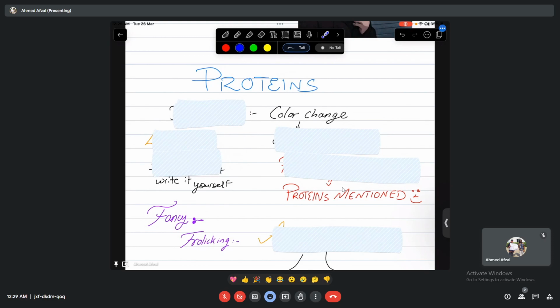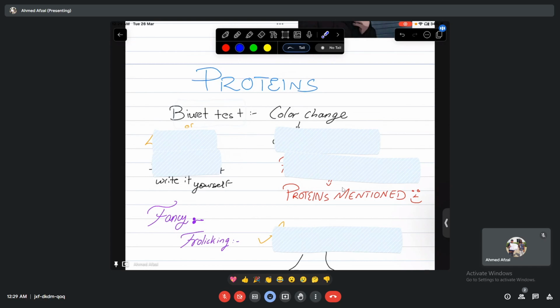So proteins. This is the qualitative analysis of proteins. Let's say you're given a sample and you're asked, hey, does it have protein or not? That's the first thing that you should ask. Is it a protein or not? How do I test if it's a protein or not? So you perform the Biuret test, right? Now, what is the Biuret test?